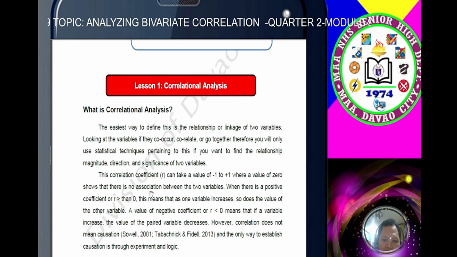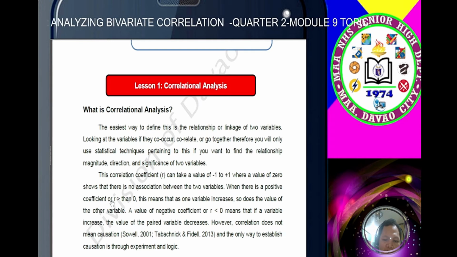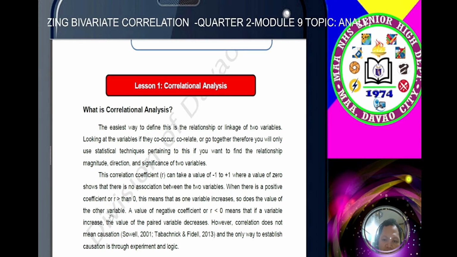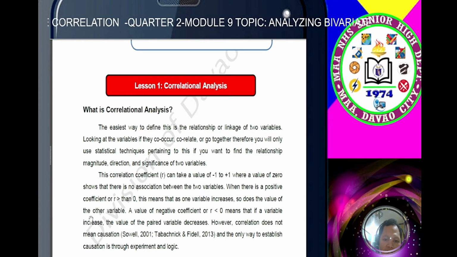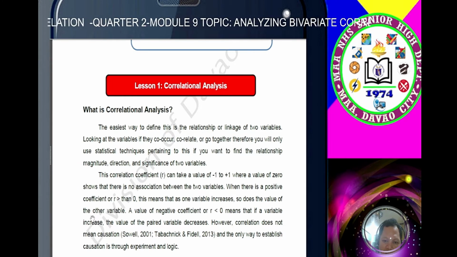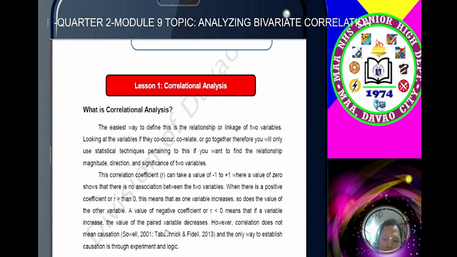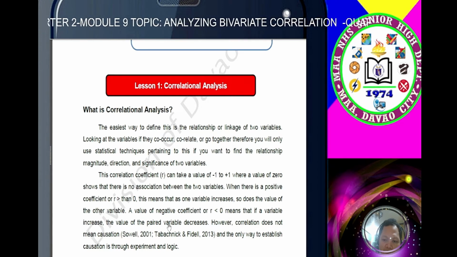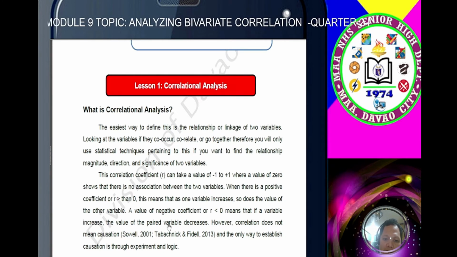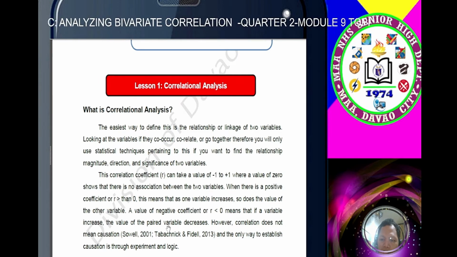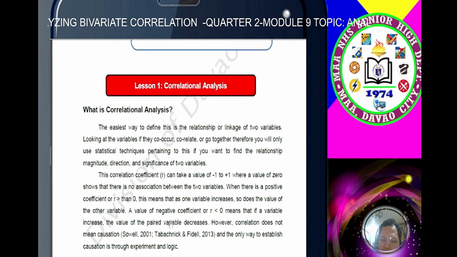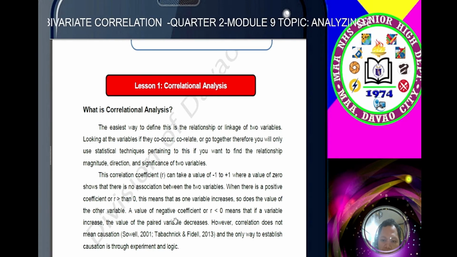When there is a positive coefficient, or R is greater than 0, this means that as one variable increases, so does the other variable. Then a negative coefficient, or R less than 0, means that if a variable increases, the value of the paired variable decreases. So it is the opposite if R is negative.